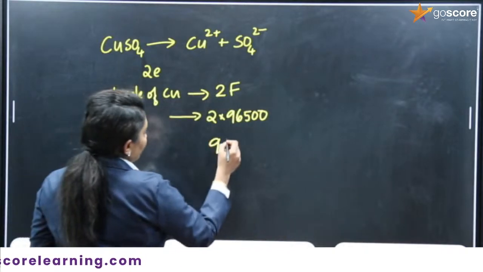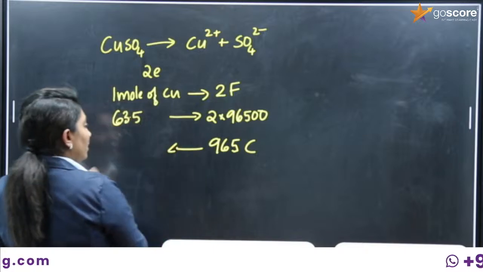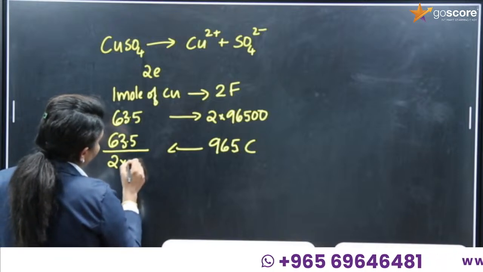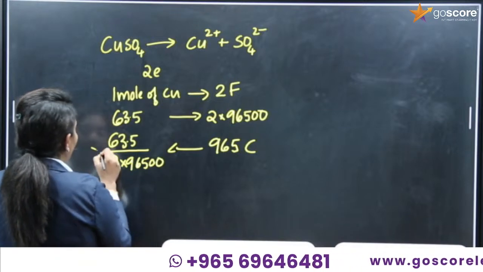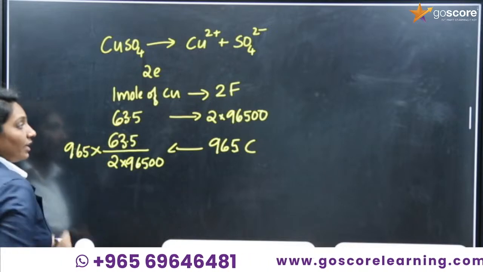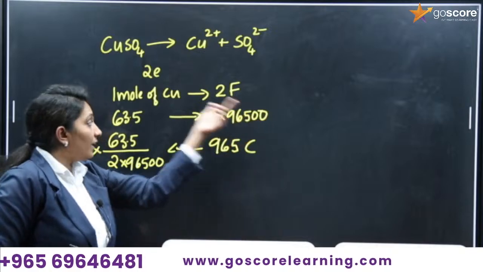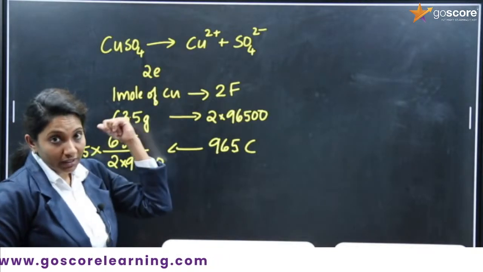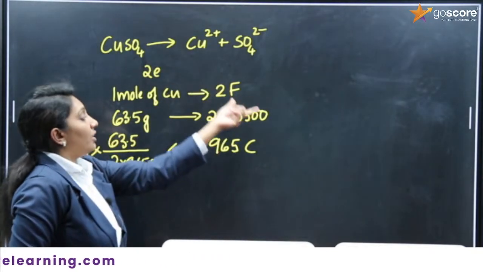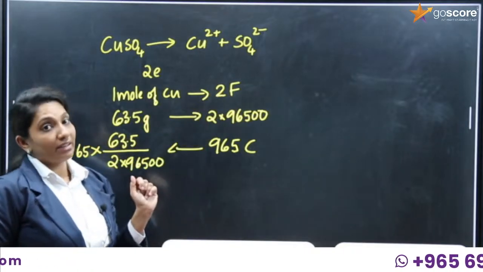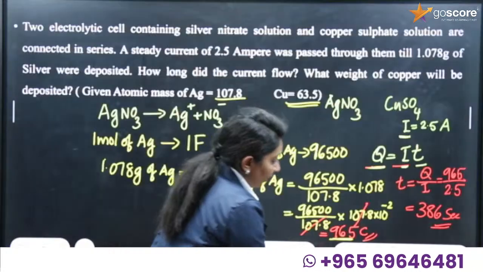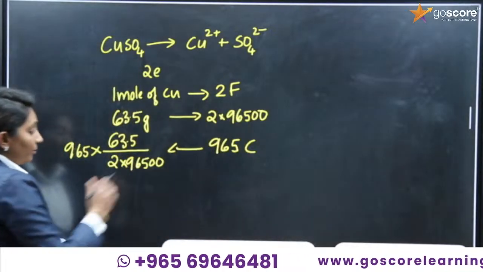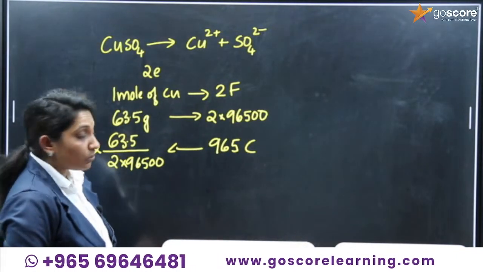So for 965 coulomb, how much will it be? 63.5 divided by 2 into 96,500 into 965, right? Because from this much, 2 Faraday, it will produce 63.5 gram of copper, right? That's what we get from the equation. From the 2 Faraday coulomb, if you are applying, then you will get 63.5 gram of copper. But here we are using only 965 coulomb, right? So find out how much copper will be deposited if you are passing 965 coulomb of charge.